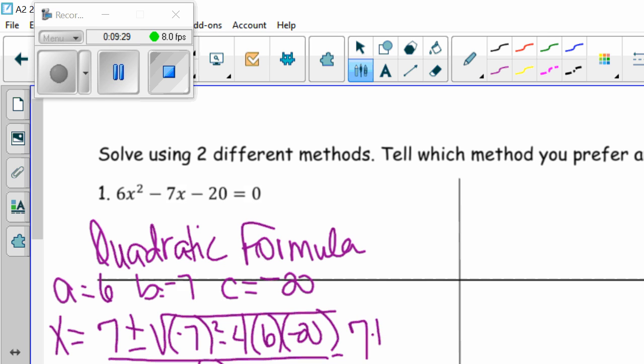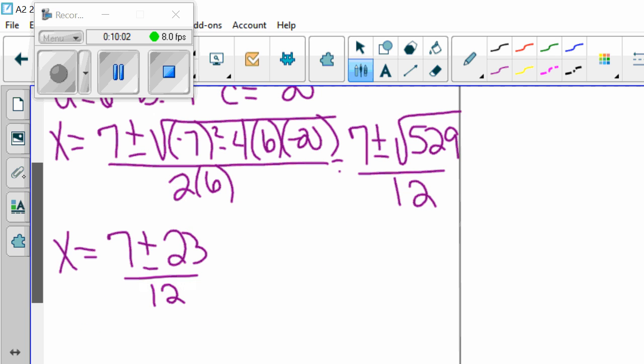So I get 7 plus or minus. I'm going to go ahead and combine everything underneath my radical. So 7 squared gives me the 49. And then 4 times 6 times 20, 480. When I add those together, I get 529 here. Everything divided by 12. The square root of 529, that is actually a perfect square, so I can work that out. So x equals 7 plus or minus the square root of 529, which is actually 23, all of that divided by 12. Very important. We cannot leave our answer like this. We have to work this out.